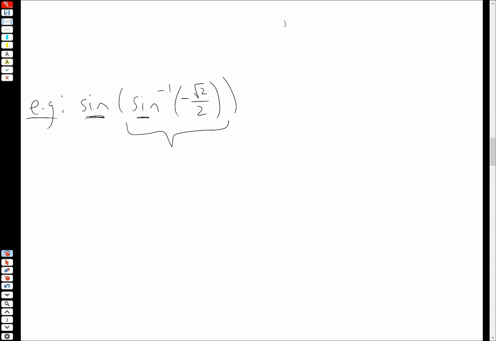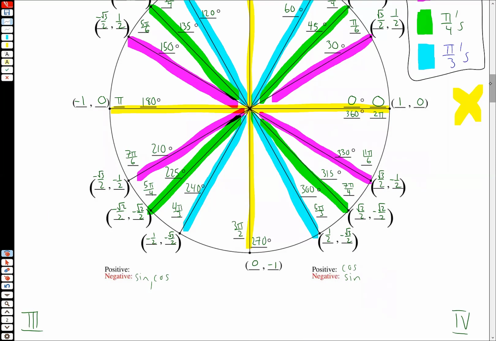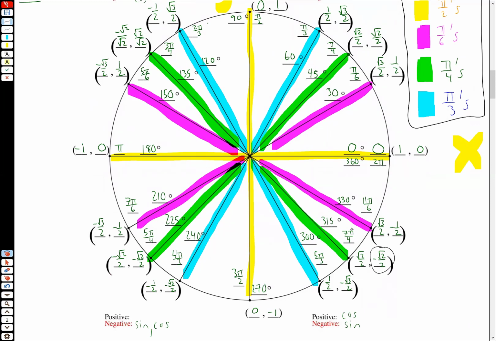So sine inverse of negative square root 2 over 2. Again, we're going to go to our inverse trig function chart, and we're trying to compute sine inverse of minus square root 2 over 2, which is in the correct domain. Now look at our unit circle. Remember, sine inverse only outputs angles between minus pi over 2 and pi over 2. So what angle will give us negative square root 2 over 2 as a sine value? Look at the right half of the unit circle: notice that y is negative square root 2 over 2 at 7 pi over 4.